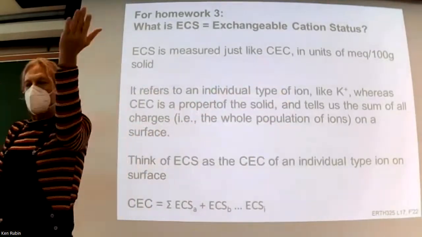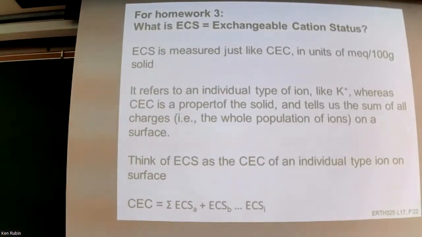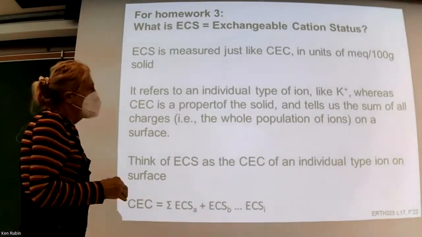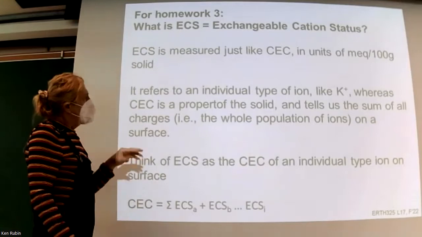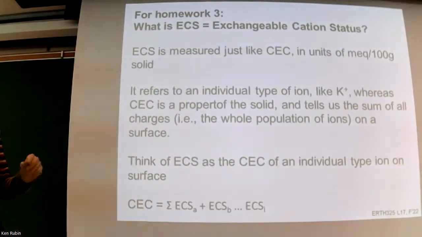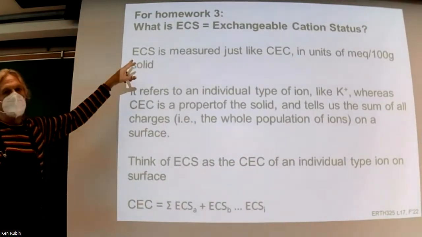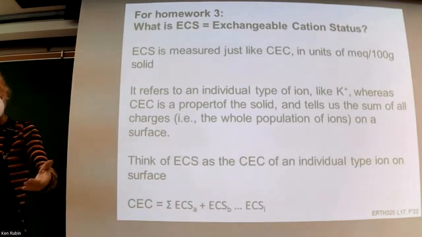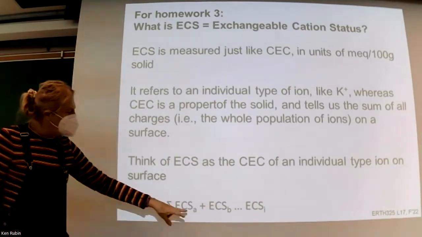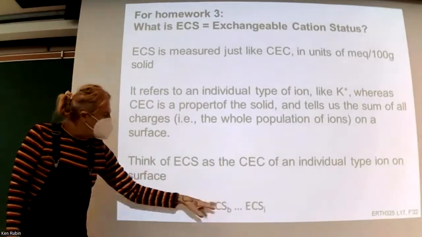We talked about this example of taking a terrestrial clay and sticking it in seawater and looking at the populations change. So when we look at the population of individual ions, which is what you have in the homework problem, each ion, potassium and calcium and magnesium, we refer to the amount that's actually there of that particular ion as its ECS. So it's kind of like a CEC, it's got the same units, milliequivalents per 100 grams. If you add up all the ECSs of each kind of ion, magnesium, potassium, hydrogen, or whatever, they should sum up to be the CEC.